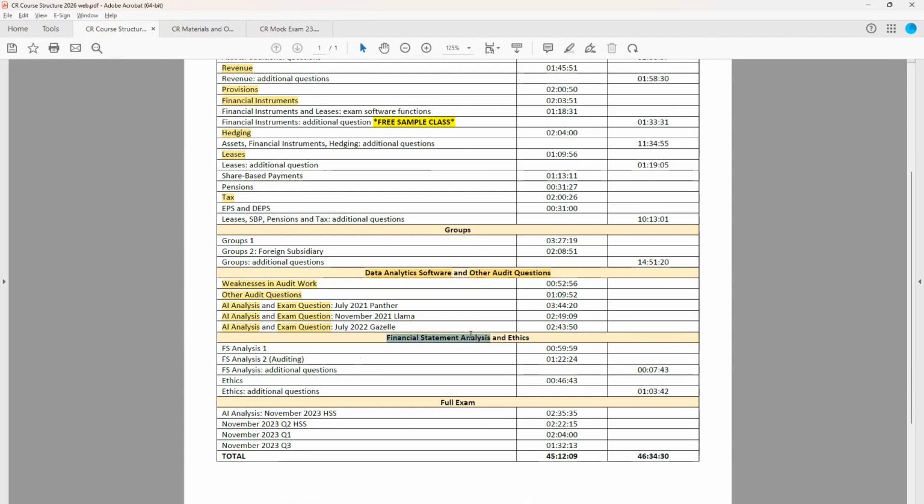And then finally, we'll look at the smaller topics of financial statement analysis and ethics. But again, exactly the same. I'll explain the key technical content and then work through questions. And then after the class, of course, you can go away and practice the other questions to implement that exam technique that I taught you. And then to finish off, I'll work through an exam in full.